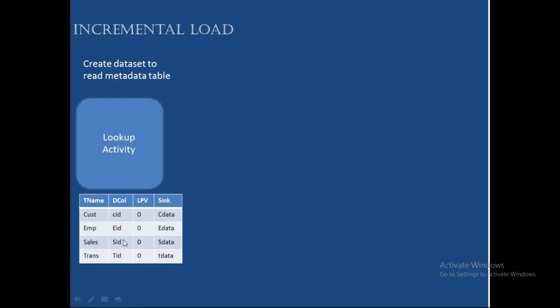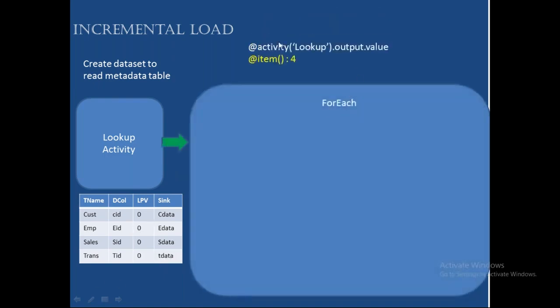Next, sales is my table. In this sales table, if I want to identify records, I need to identify them by using sales ID. As of now, I copied 0 records. For the target, I am going to create an S data container. France is the table, TID is the delta column. I have copied 0 records. T data is going to be my container name. These tables list I will pass to the ForEach. How will I pass it? You know, right? With the activity lookup dot output dot value. Now I received 4 items inside this.